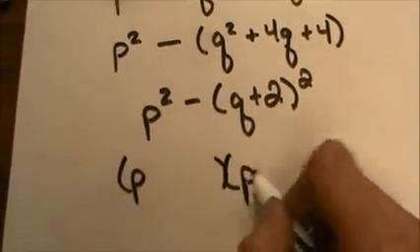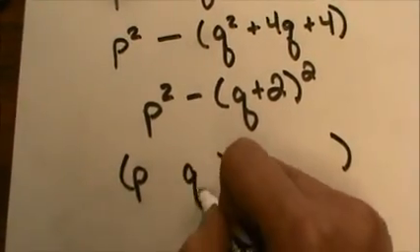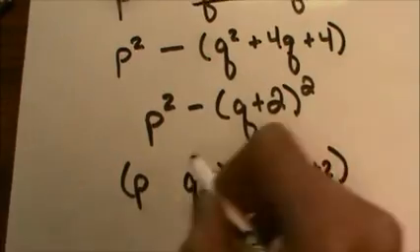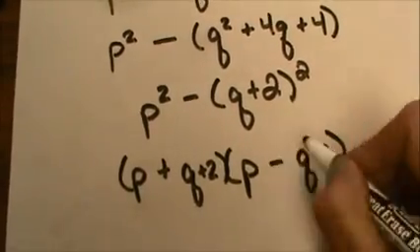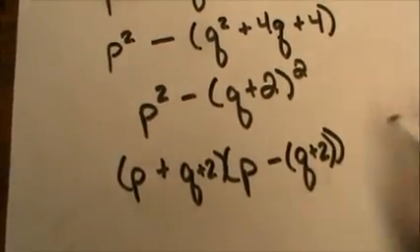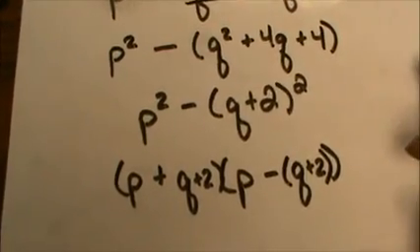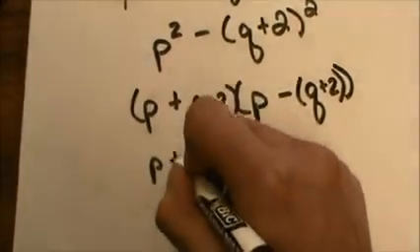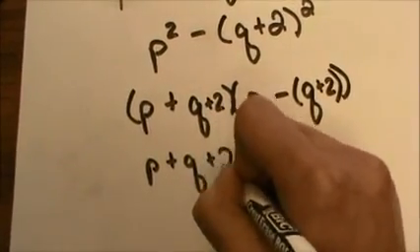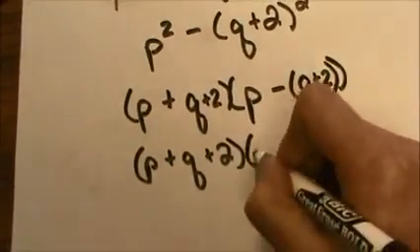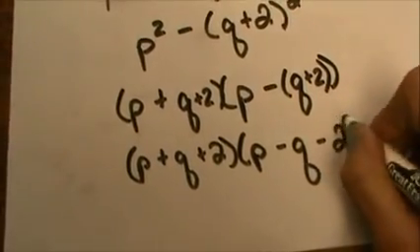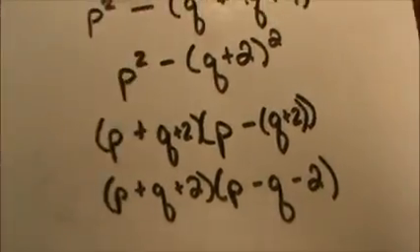P in front, q plus 2, q plus 2, addition sign, subtraction sign. But hold on, because those 2 need parentheses. Let's clean up my answer a little bit. P plus q plus 2, that's okay. This one I'm going to distribute the negative.